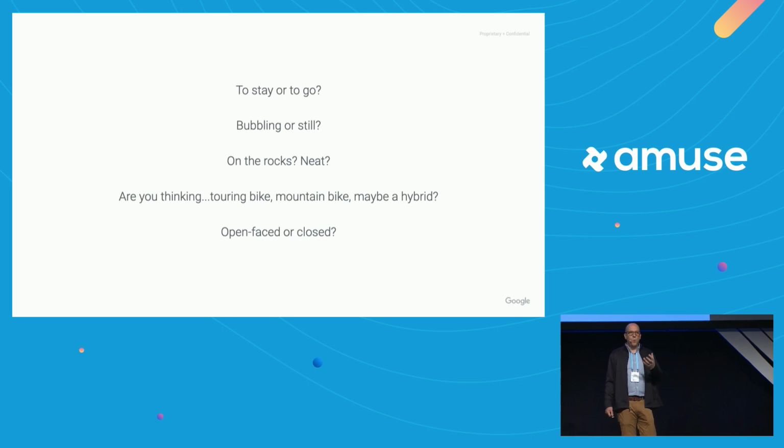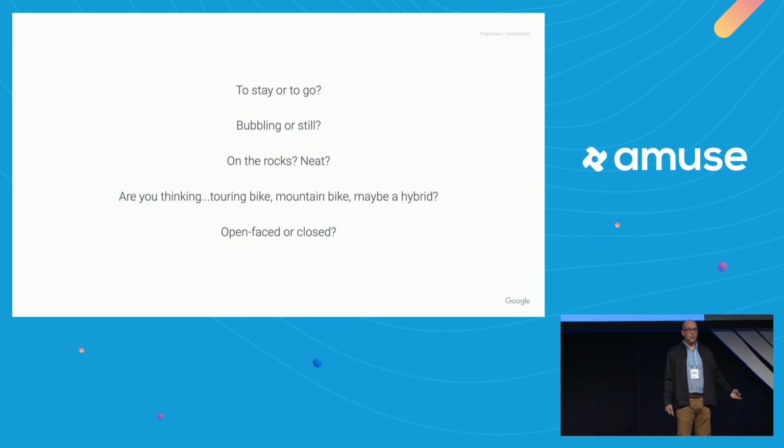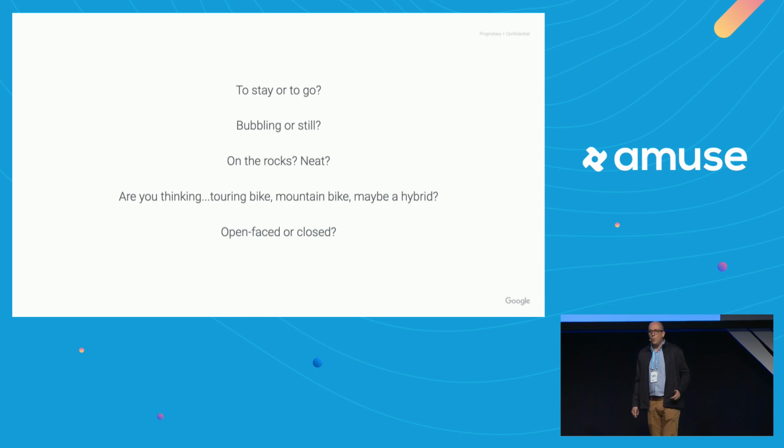So it's okay to give more guardrails for people when designing these conversational interfaces, because people do it too. Think about all these phrases or questions that you hear all the time in conversations. Is that to stay or to go? Bubbling or still? Are you thinking a touring bike, a mountain bike, maybe a hybrid? We often structure conversations that way. It doesn't mean you're a robot. It just means that you're being a helpful conversational partner. So this is another way that we can really make these experiences better: don't shy away from these. It doesn't mean you're designing an old school phone menu. It means you're designing a friendly, helpful interface.